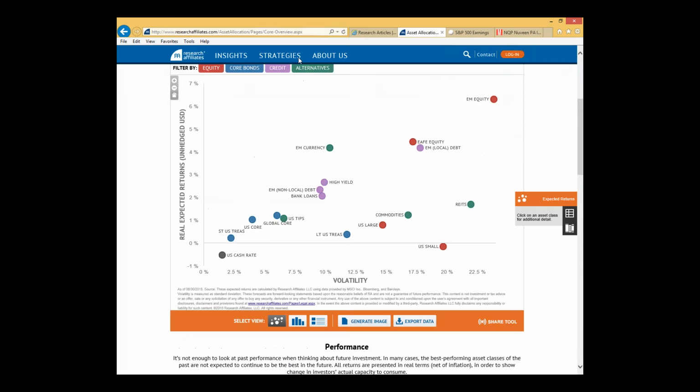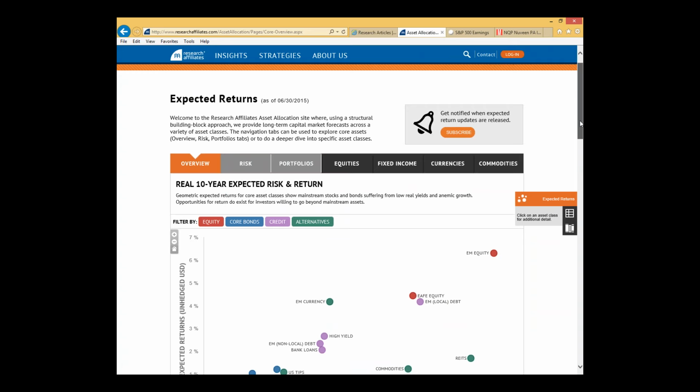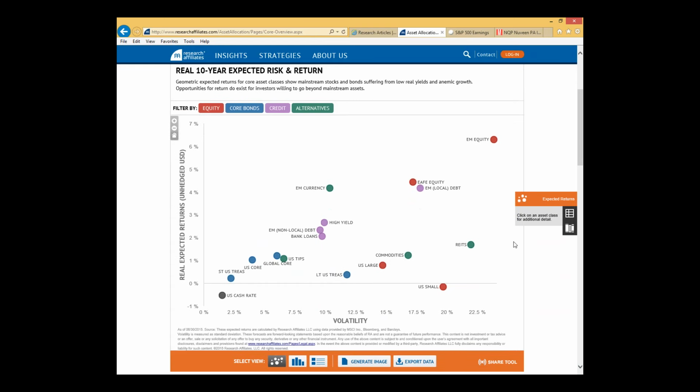A very good website here is Research Affiliates. They publish their real 10-year expected risk and return information. They have the different asset classes, and here they show the US large cap stocks and US small cap stocks. What they call volatility here is one standard deviation. So on an annual basis, that means in a given year they would expect 65% of the returns to fall within the range of plus or minus 15%.